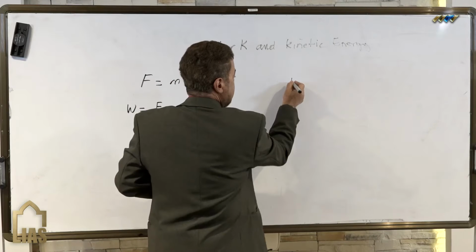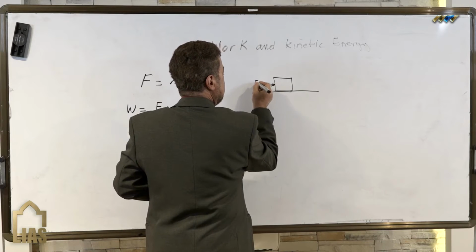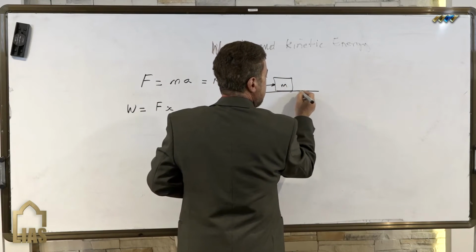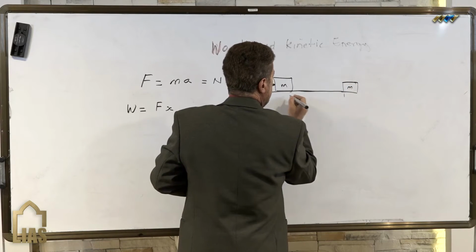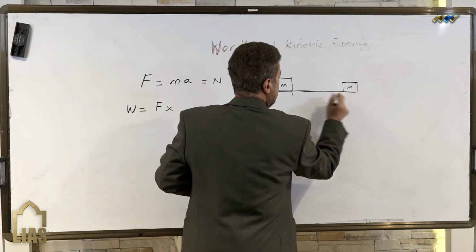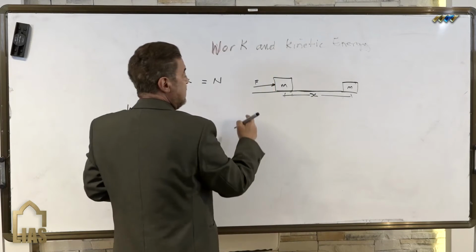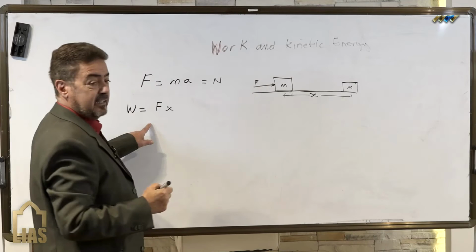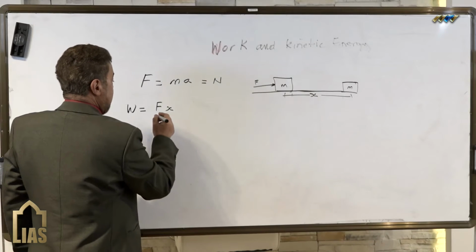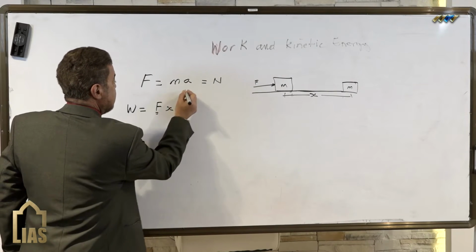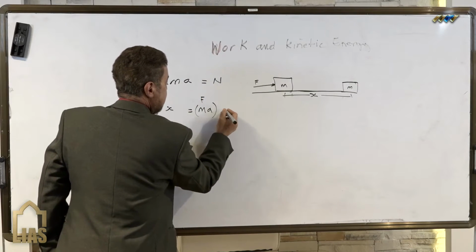That means this is the mass, and this is the force. The distance is x. If we multiply F times x, it gives us the work. Here F is ma, so the work is ma times x.